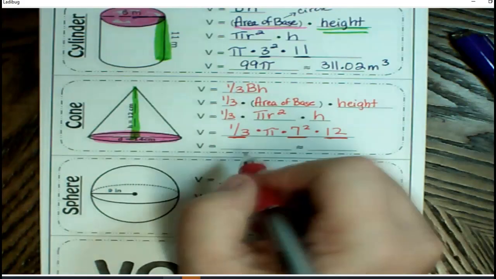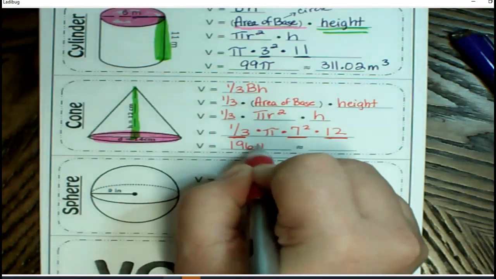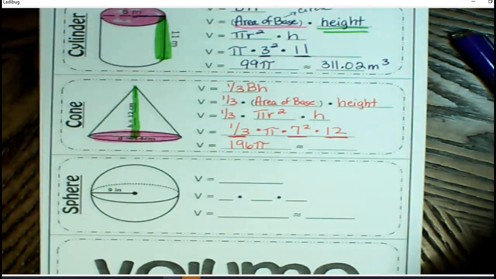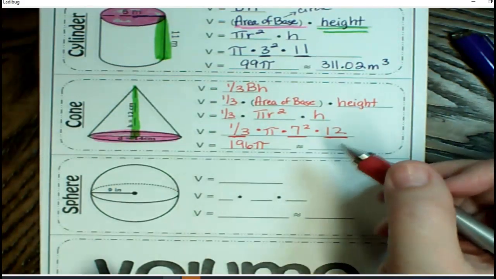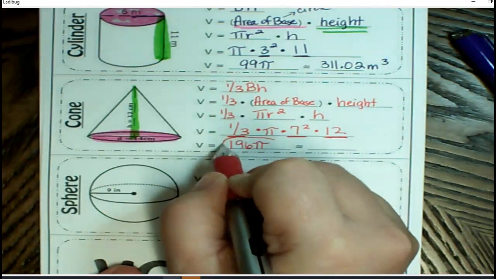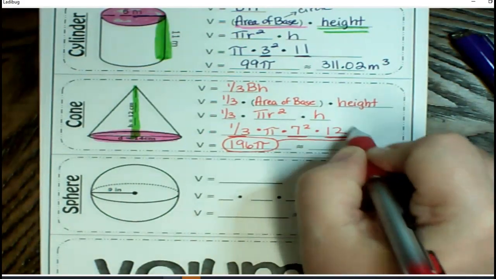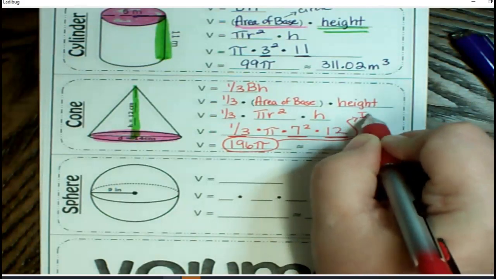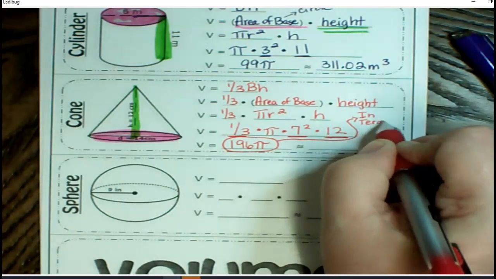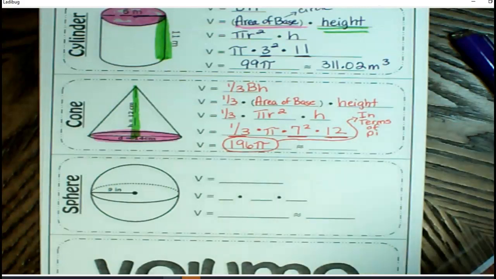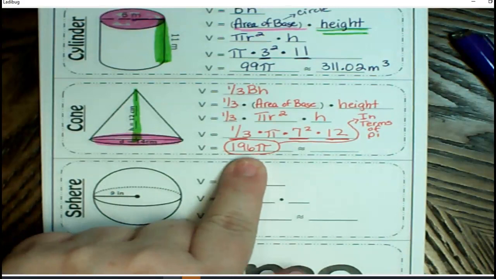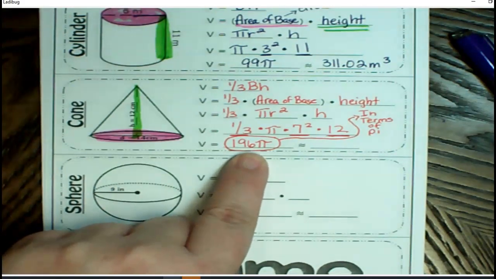So what did you get? You should have got 196 times pi. So the volume of this cone is 196 pi. Now this right here, do you see how it has the pi symbol in it? This right here has a name. This is called leaving your answer in terms of pi. You probably remember that from last year. Sometimes the question might say, leave your answer in terms of pi. Then that just means they want the exact answer, 196 times pi. They want that pi symbol in your answer.